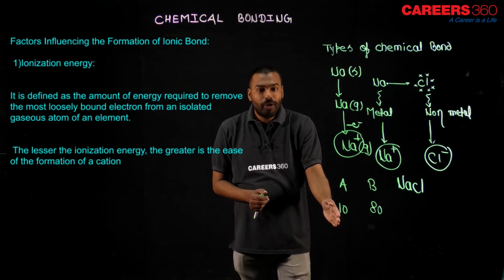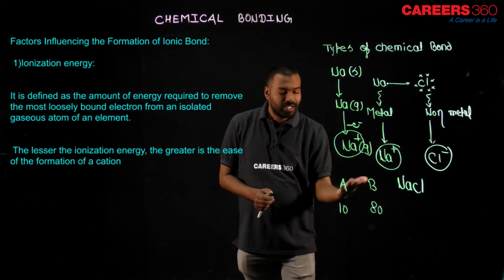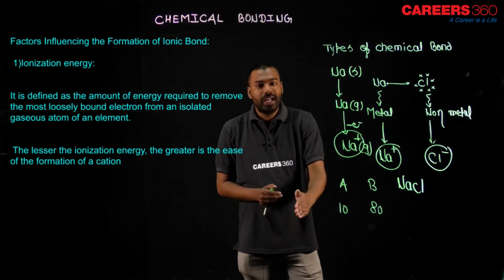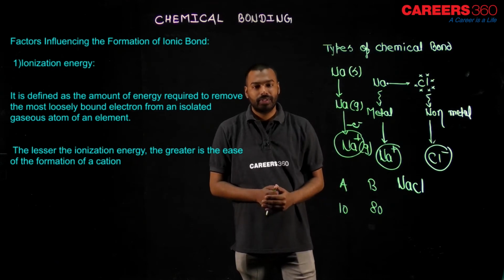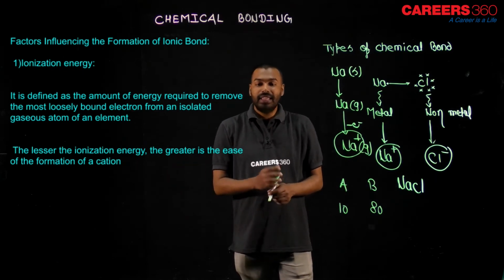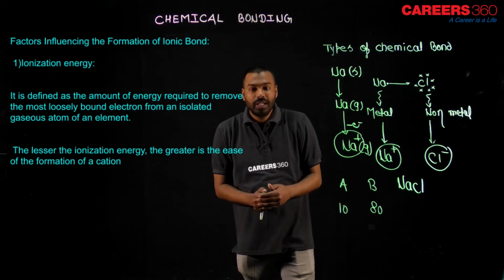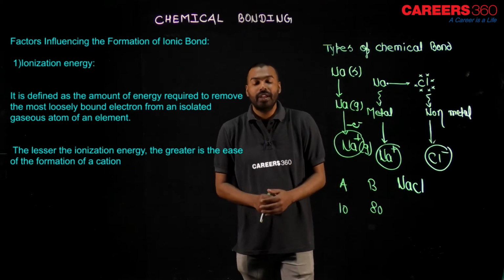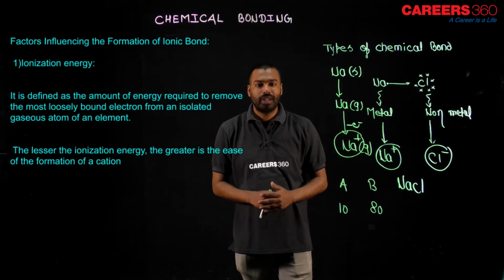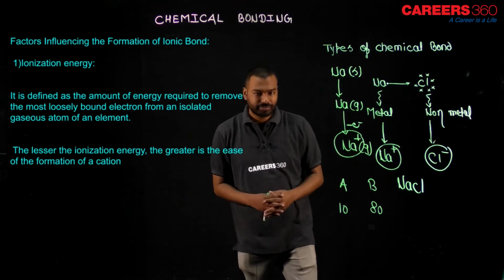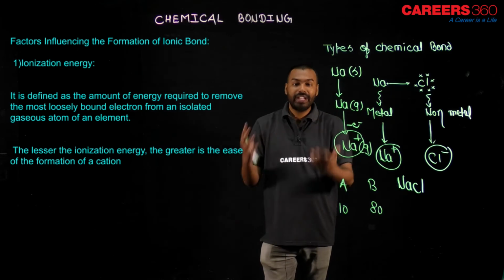So, A will form ionic bond faster than B because A will convert into ion faster than B. Getting or not? That is what I said. Lesser the ionization energy means if it releases the electron in less energy only, then it is very easy to form the cation, very easy to form the ionic bond. I hope you understood my point. Let us see the second factor now.